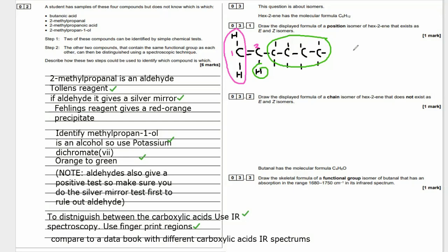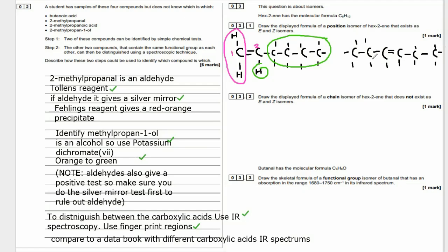Super. We can't use hex-1-ene, so the only other one we can look at is hex-3-ene, and that will be a positional isomer. So let's check out hex-3-ene. There are some other ones we can do, but let's check this out. I think that's right, guys. I think that is right, but we shall see. Let's put that there. Put that there. Boom, boom. I'm not going to draw the hydrogens.